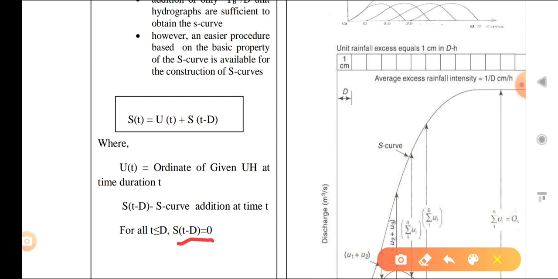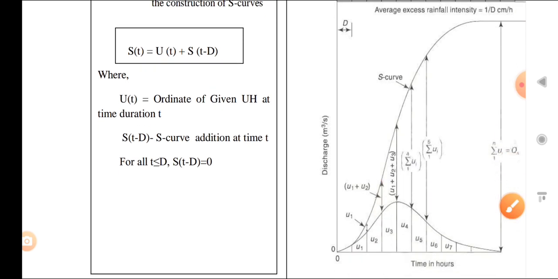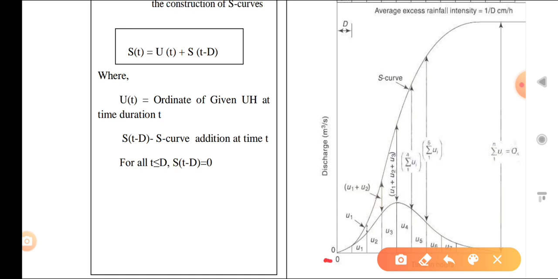You can see this in the graph we saw previously. At 0, U(t) is 0 and S(t minus D) is also 0. At t1, U(t) is U1, but S(t minus D) is equal to 0. At t2, U(t) is U2, and S(t minus D) is U1. And at t3, U(t) is U3, and S(t minus D) is U1 plus U2.